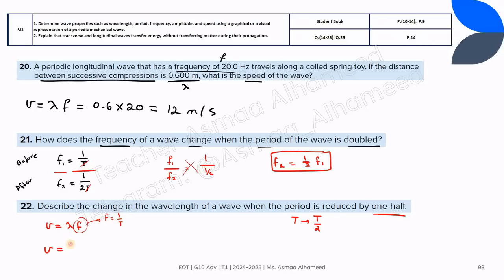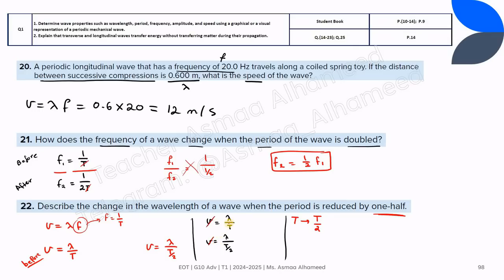Now we can rewrite the equation to be lambda divided by T. Now we take this to be the before and this to be the after. Divide them. So here we will get V equals lambda over T, and here we say V is equal to lambda over T over 2.